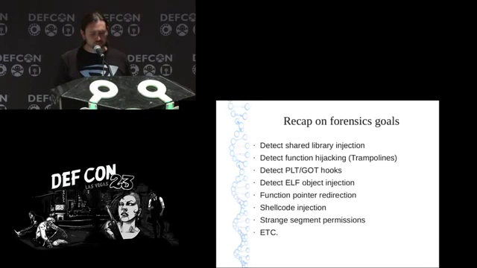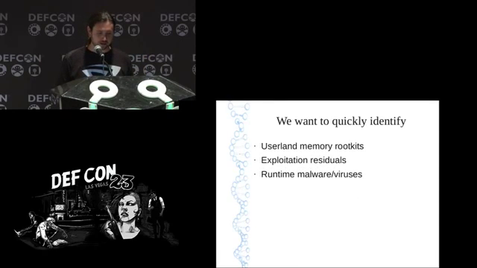And the list goes on, but once again, these are some of the building blocks. We want to be able to quickly identify this stuff, because typically it's not very easy to identify in just a raw process. So in the end, we might be looking for userland memory rootkits, a Jynx, a Azazel, more sophisticated ones that are out there, exploitation residuals, and runtime malware or memory resident viruses.